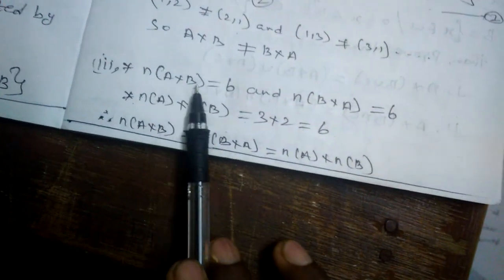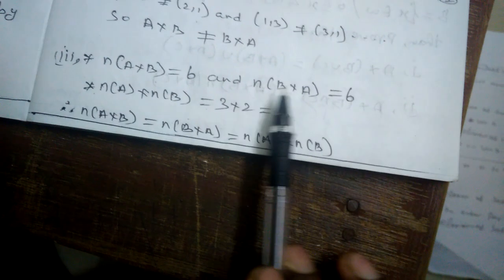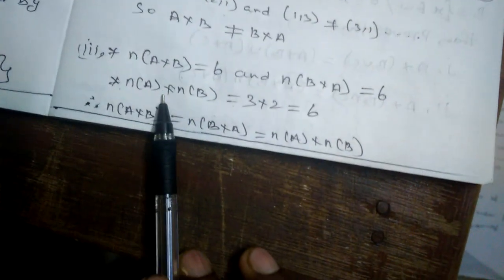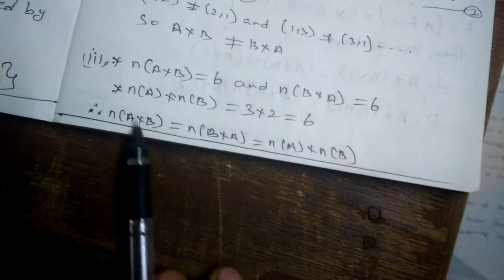So n of A cross B is 6, n of B cross A is 6, n of A into n of B is equal to 6. So the third question is always solved now.